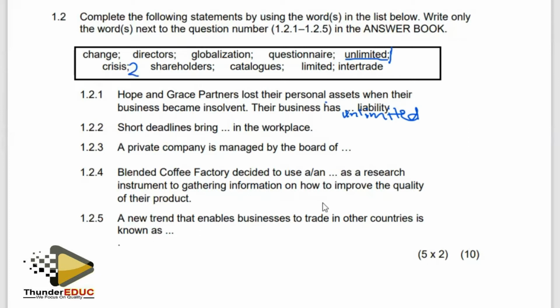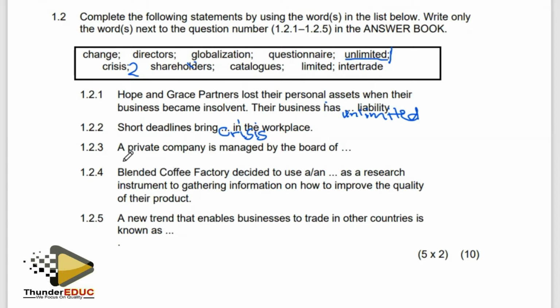It brings what? It brings a crisis. This is a crisis which is caused by forcing employees to do their work within the shortest period of time possible.